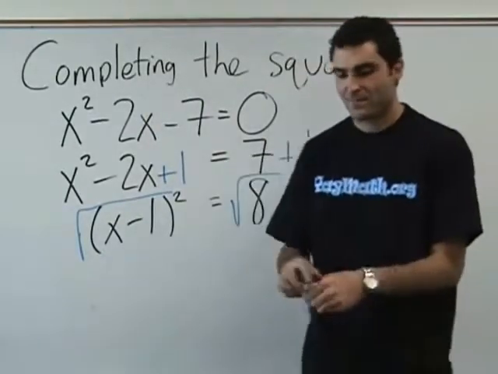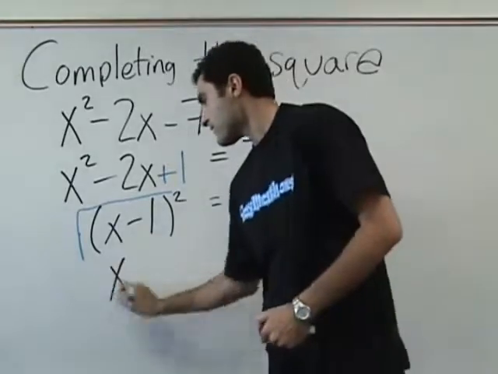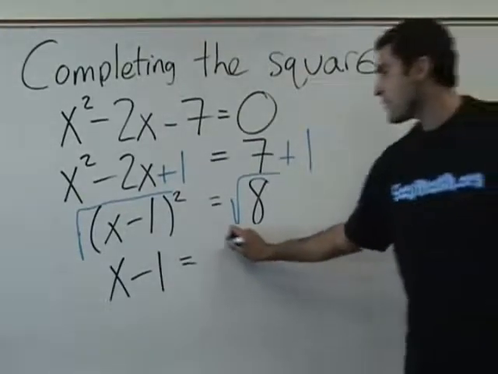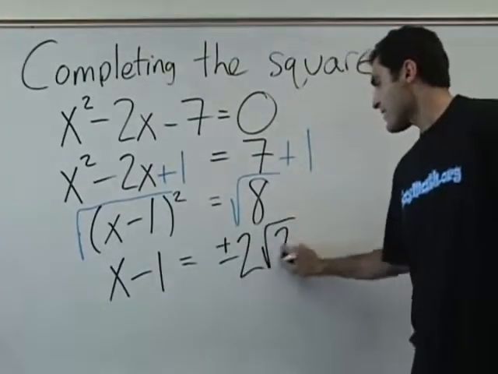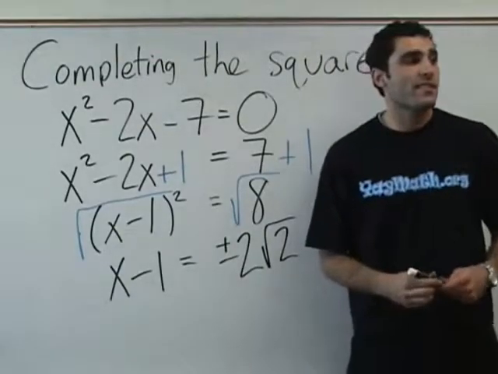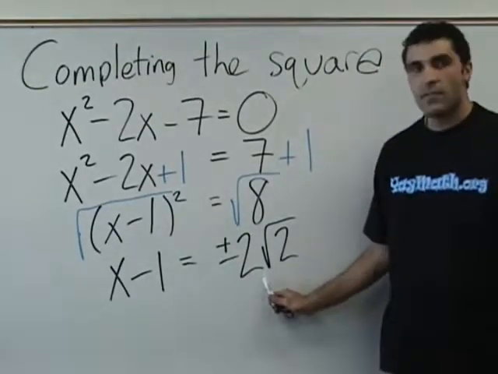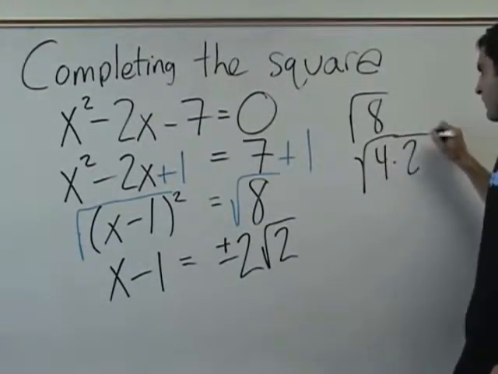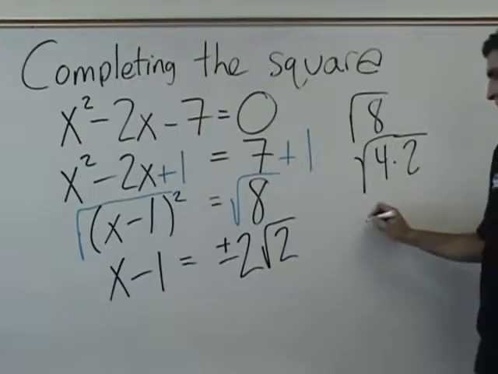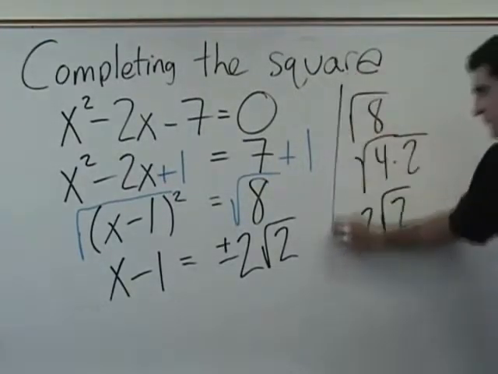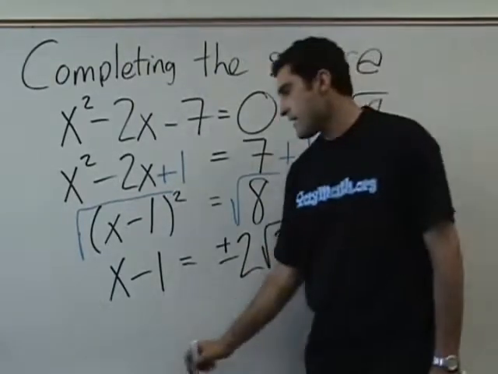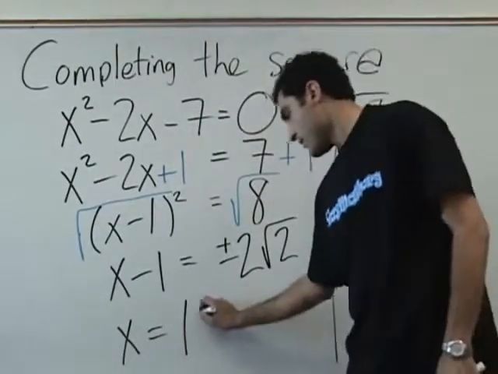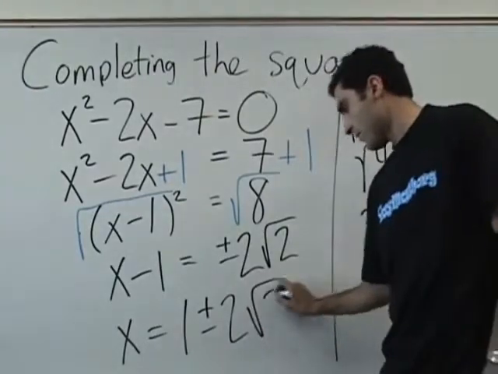What do we do? x minus 1 equals plus or minus square root of 8. Do we always have to do plus or minus? Yes, you do. Square root of 8 reduces to 2 root 2. Square root of 8 is square root of 4 times root 2. Square root of 4 is 2. Plus 1 on both sides. So it's 1 plus or minus 2 square root of 2.